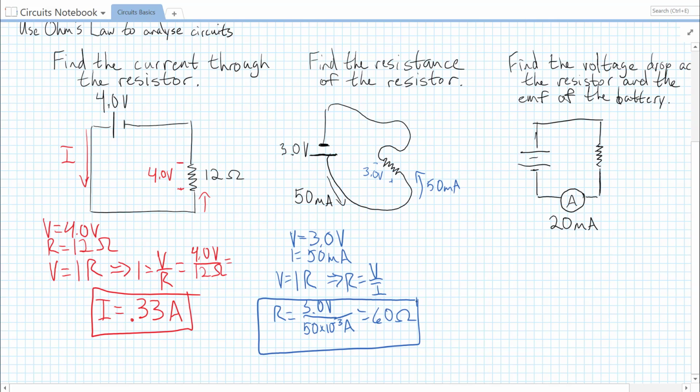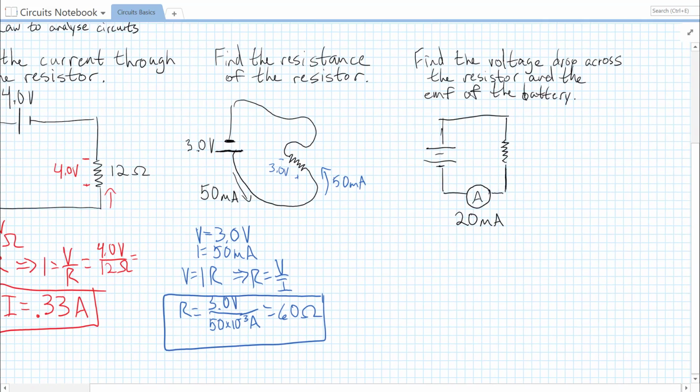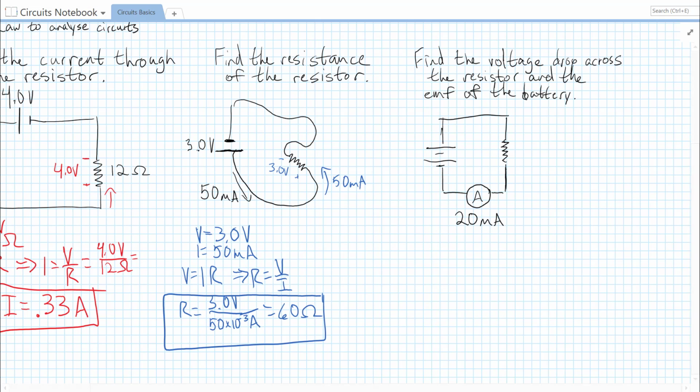Question 3, we need to find the voltage drop across the resistor and the EMF of the battery. Now we know that the voltage drop across the resistor is going to have to be the same as the EMF of the battery. This lifts us up some voltage, and we drop back down the same voltage as we go around. All we are given is the current running through this ammeter, and we're also given the resistance of this resistor, even though I just had to edit that in quickly. But we need those two to solve this problem.